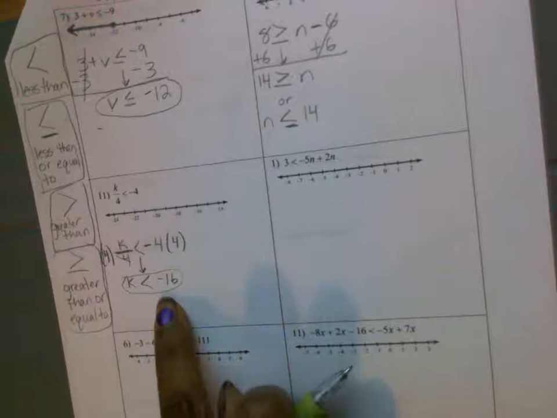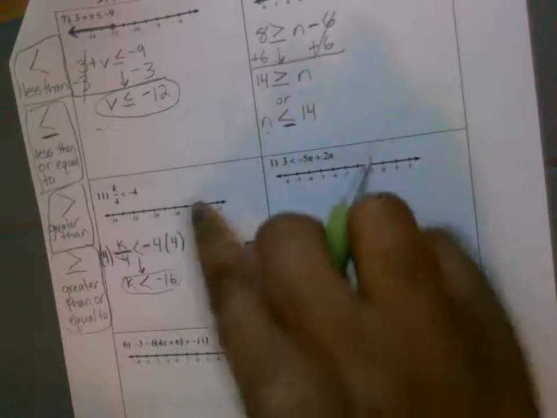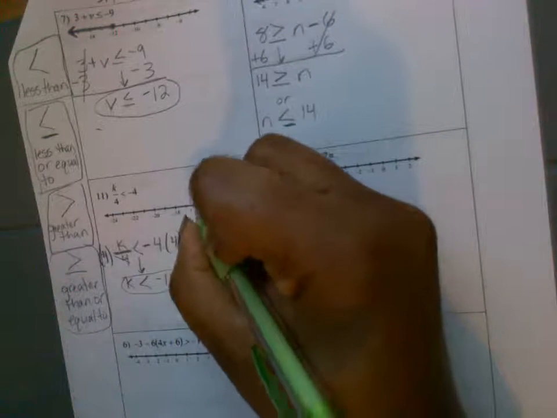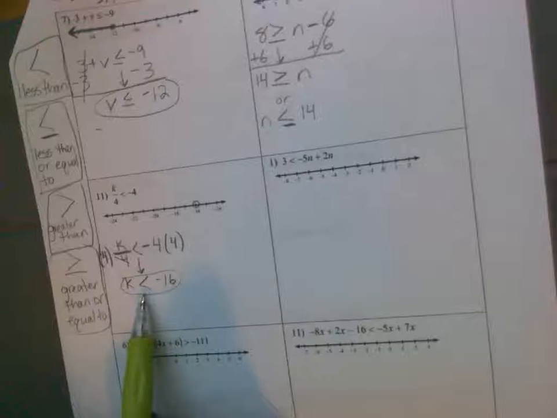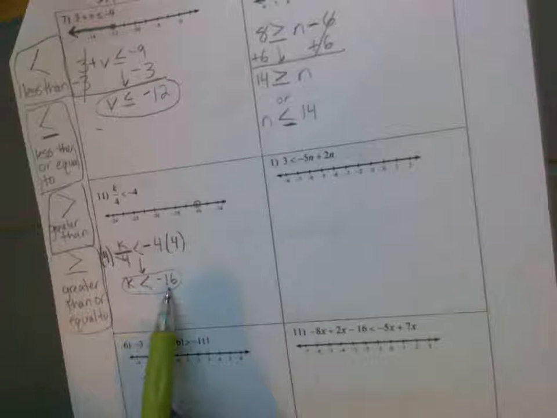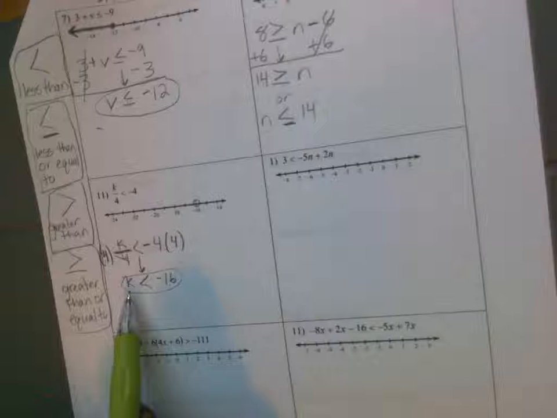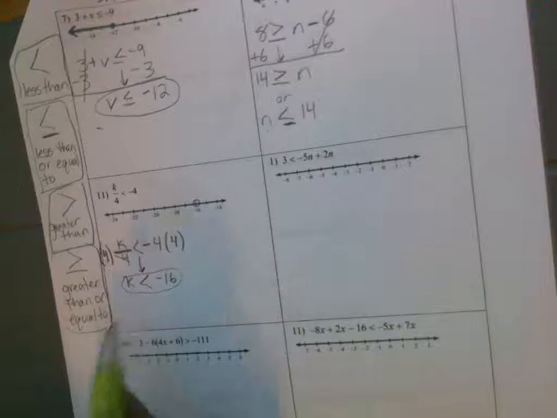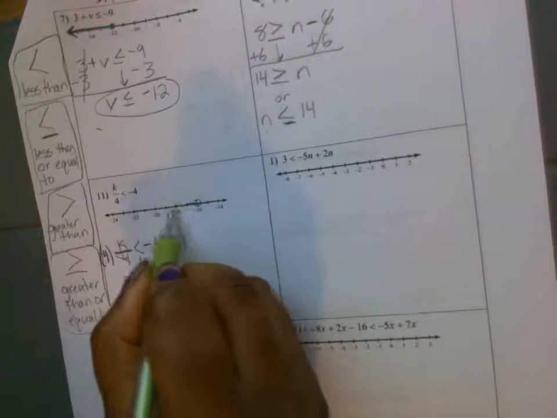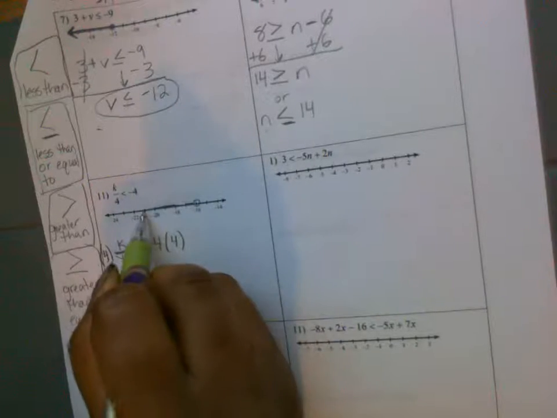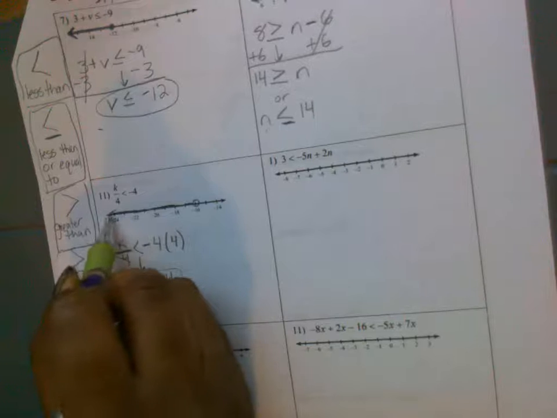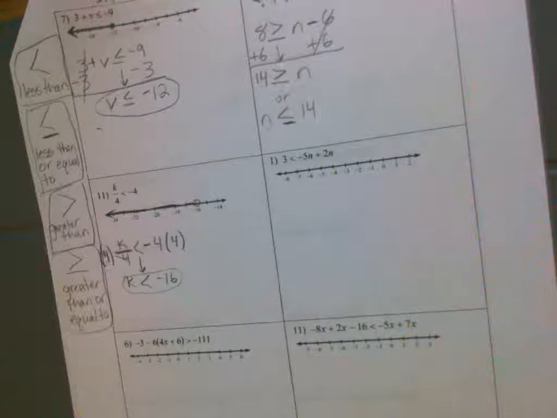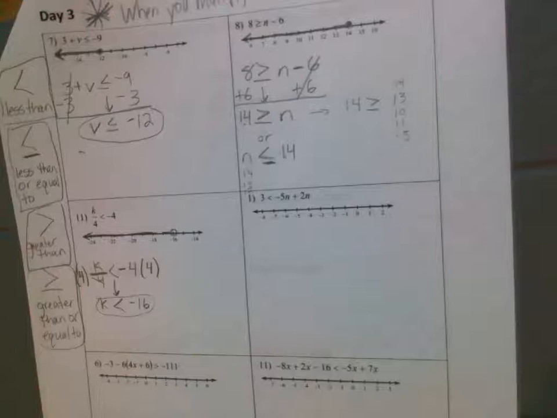So to graph this, we find negative 16 on the number line and put a circle above it. We don't shade in this circle this time because we don't see an equal sign here. So no shading. K cannot be equal to negative 16, but it can be less than negative 16. So we're going to shade to the left. These are all the values that are less than negative 16. Any questions about that? Okay.